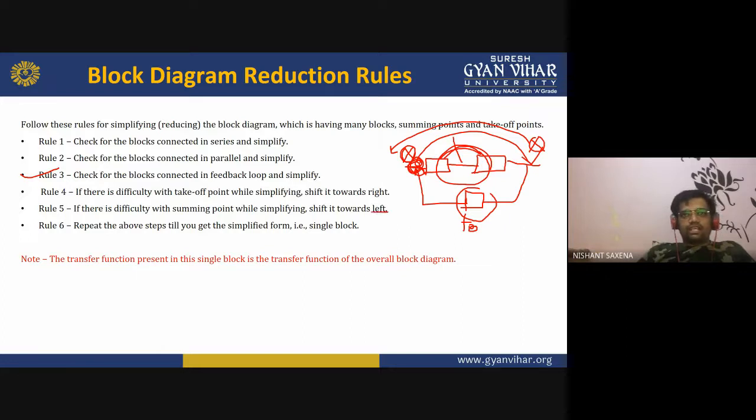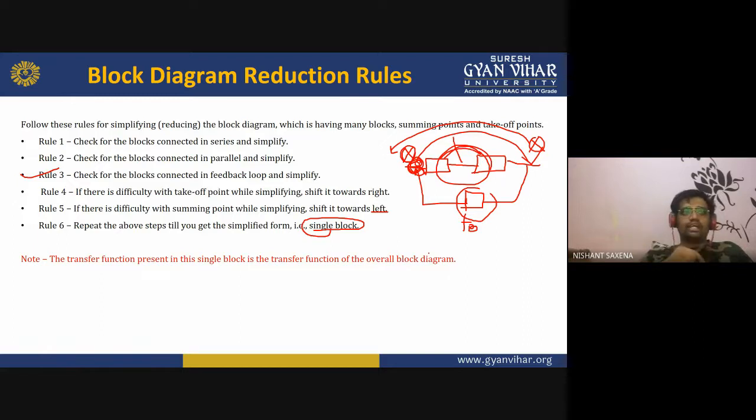The rule number 6 says that repeat the above steps till you get the simplified form, that is a single block. Until and unless you get a single block, try to simplify it by following the 6 rules again and again. Keep it in a loop until you get a single block or a transfer function.